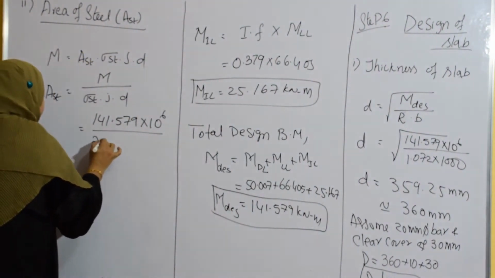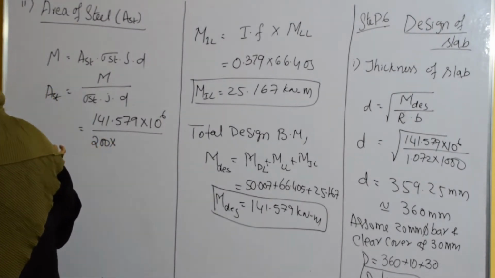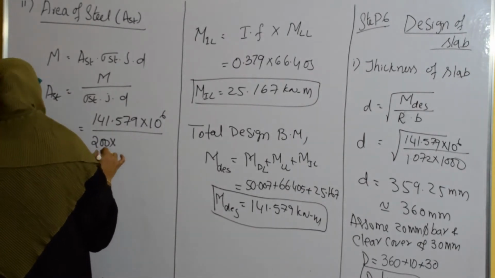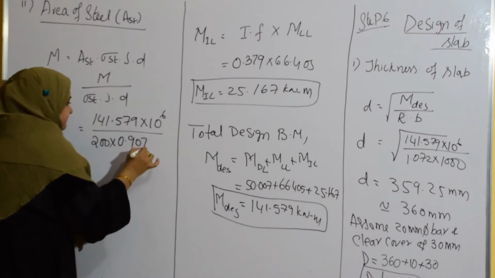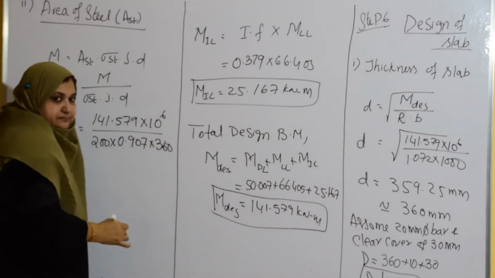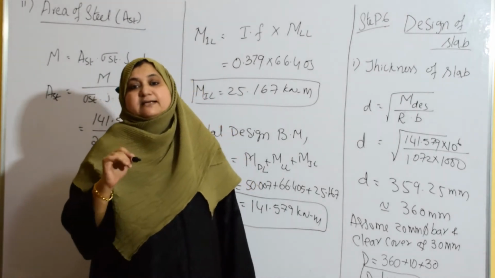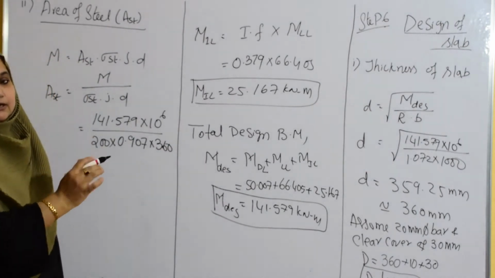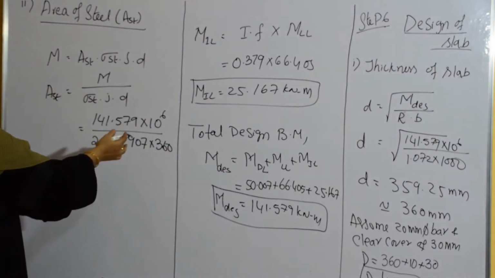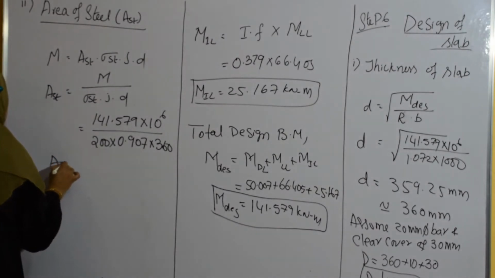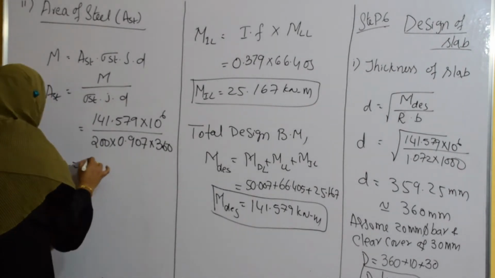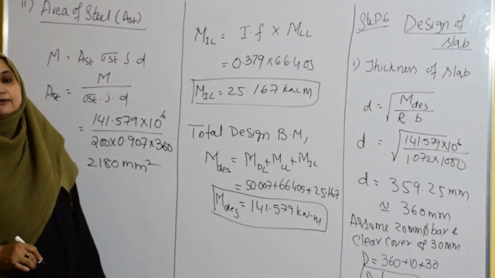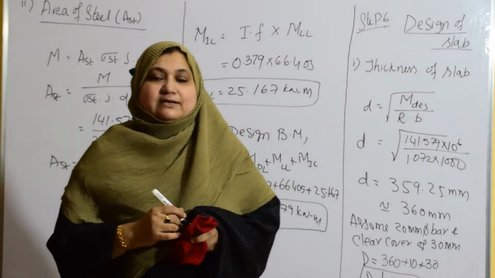So sigma ST is 200, and J, if you remember, was 0.907, and D is 360 mm. J is the lever arm constant, 1 minus K by 3. So if you are working along with me, you can refer to the notes. 0.907 into D, if I do it, I get the area of steel as 2180 mm square. This is the area of steel required in 1 meter width of the slab.